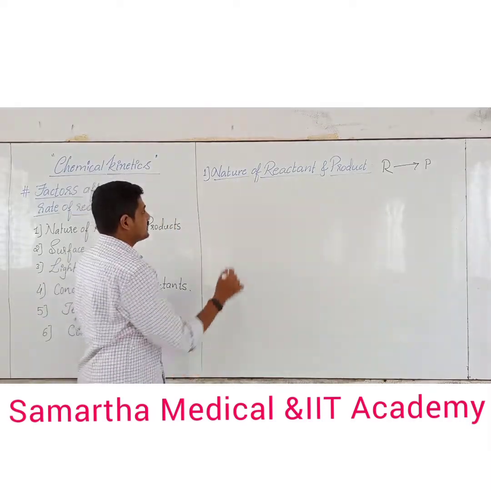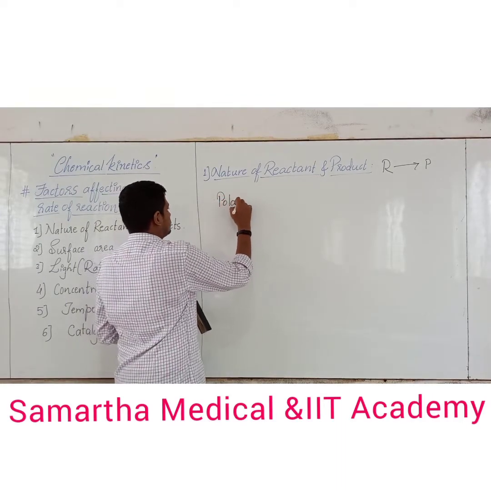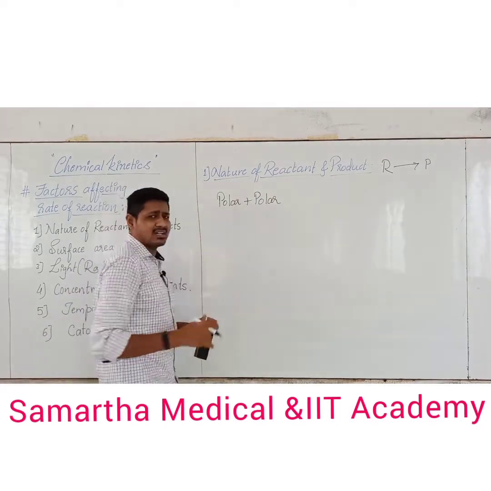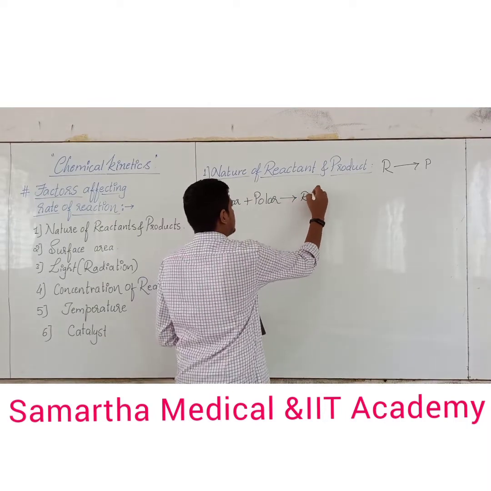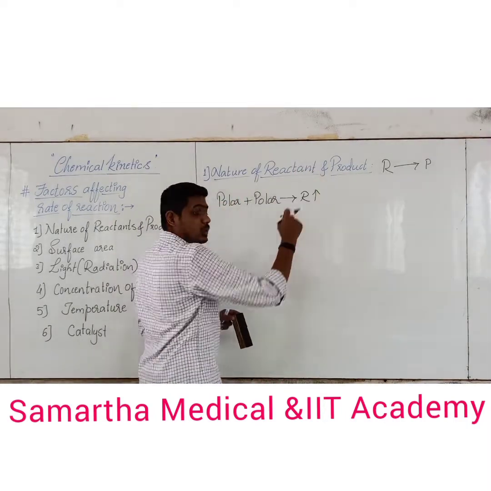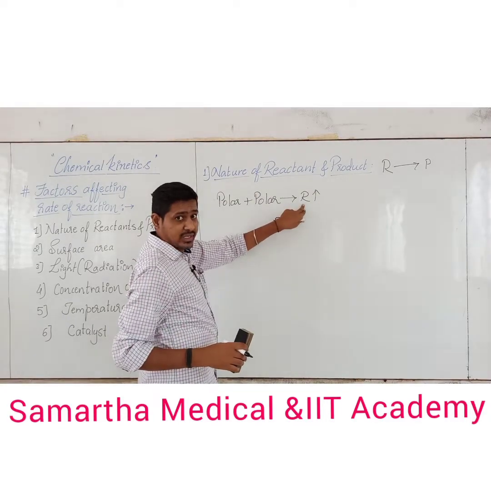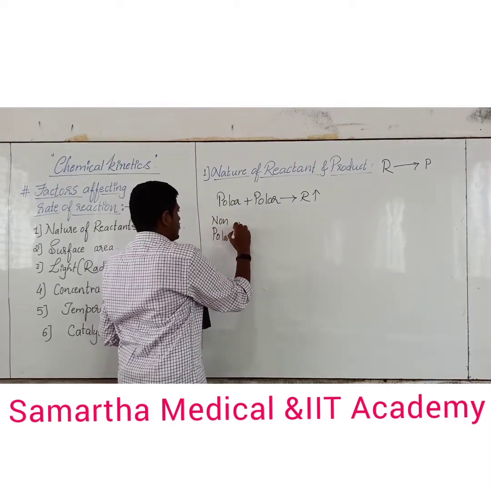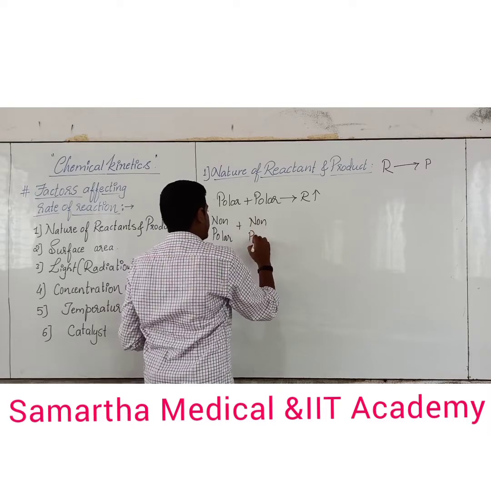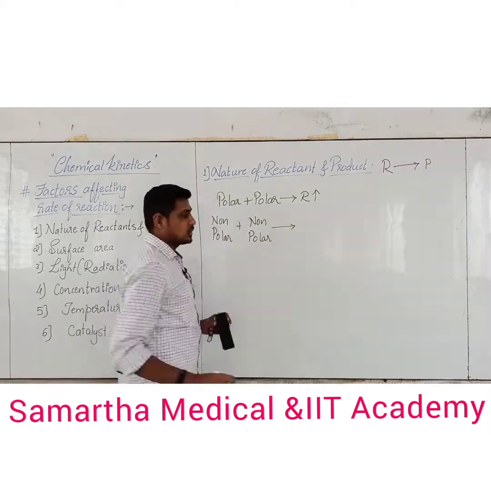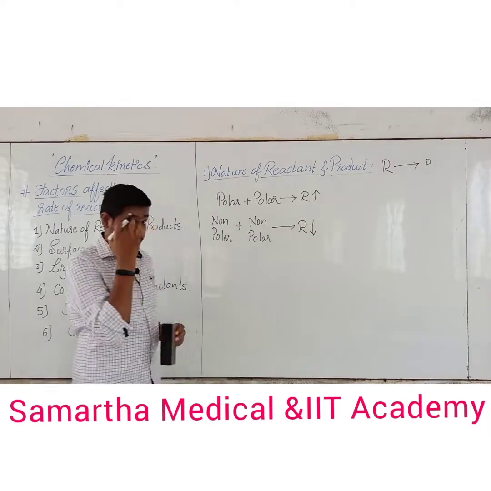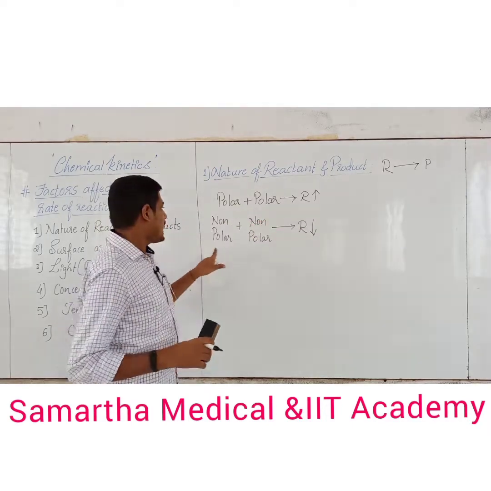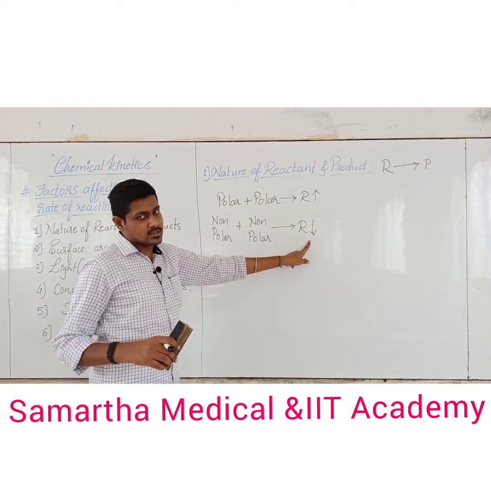Simple: if the reactants are both polar in nature, the reaction is faster. This arrow mark represents, R refers to rate. Rate is high. If both are non-polar plus non-polar, meaning both the reacting species are non-polar, then the rate will be very low. This you have to remember. If both reacting species are polar, the rate will be higher, and if both are non-polar, the rate will be lower.